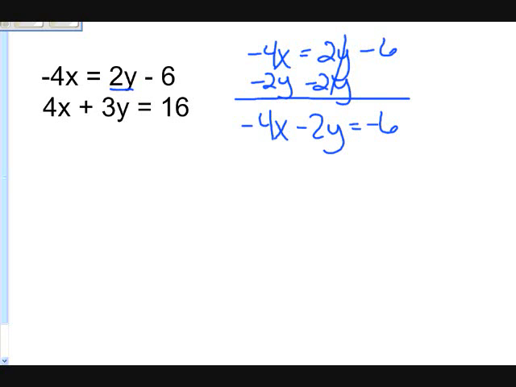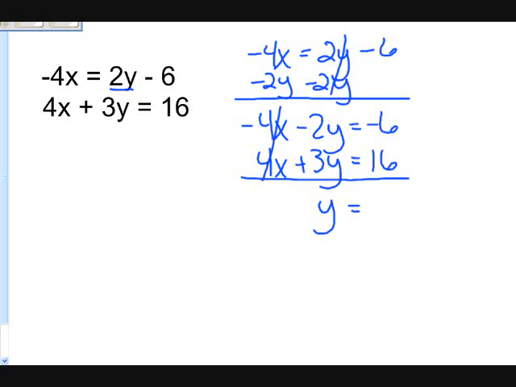So now if I rewrite my bottom equation, we've got 4x plus 3y is equal to 16. And we are set up for elimination now. So these will eliminate, and we get 1y, or just y, is equal to 10. And we can now substitute that back over, and I'm going to substitute it into my top equation because it's pretty close to having x by itself.